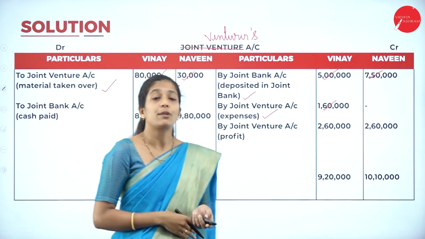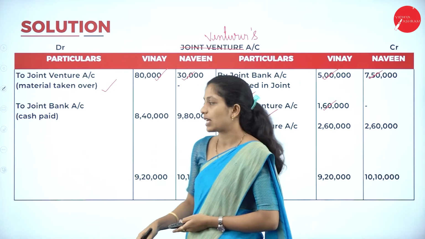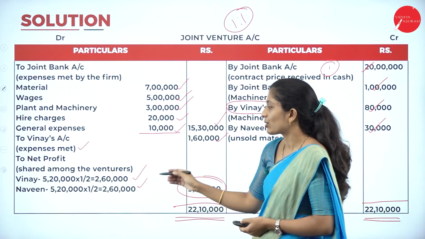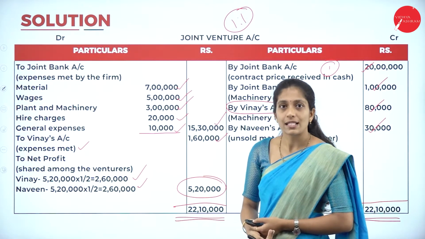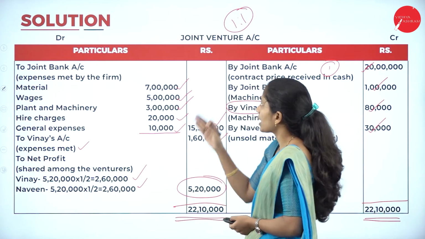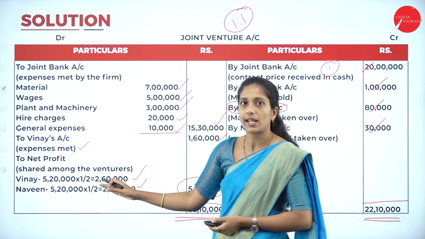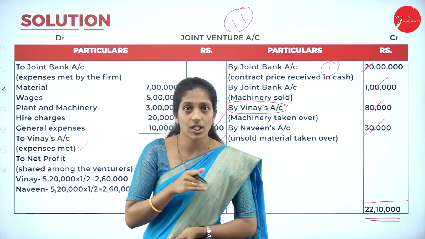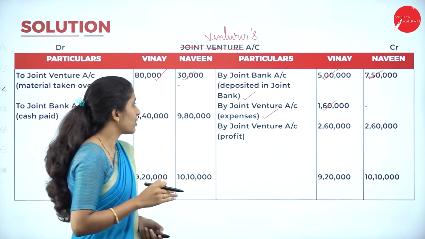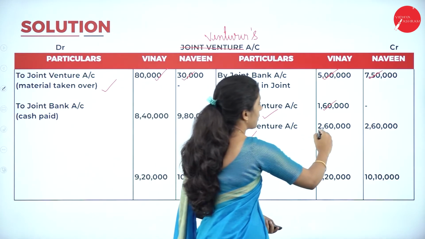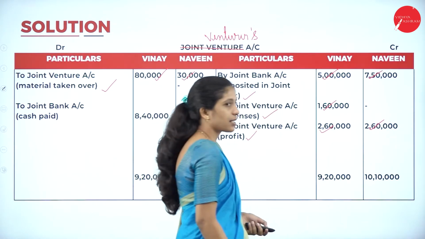Next, the net profit has been transferred to the venturers, right? The net profit of Vinay and Naveen, that is 2,60,000 and 2,60,000, has been transferred to the venturers. So what is the entry? Joint venture account debit to Vinay's account, to Naveen's account. How do you write it in the venturers account? By joint venture account, that is profit. So transfer this profit, 2,60,000 and 2,60,000.